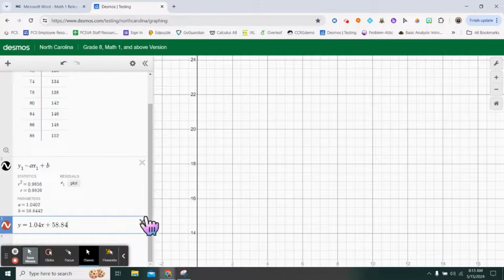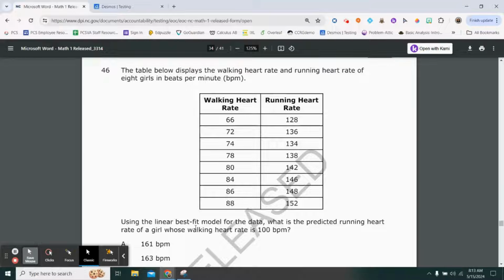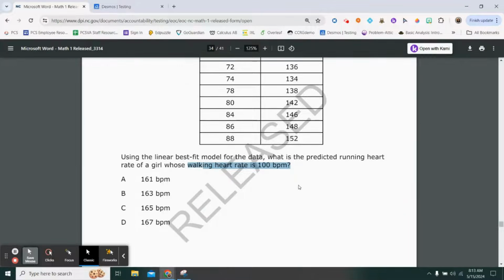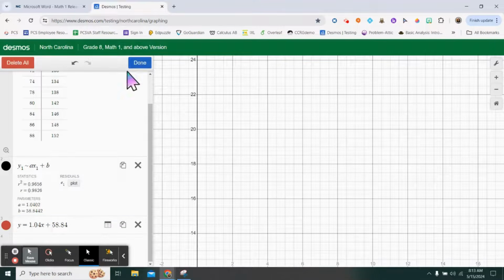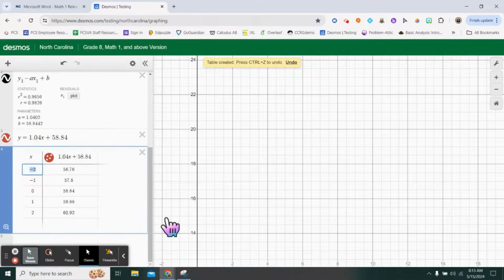Once I'm here, you've got some options. It said to use the line of best fit to predict the running heart rate of a girl whose walking heart rate is 100. So I'm going to look at my table and see if 100 is X or Y. The left side of my table was walking heart rate, so that means it's X. So I need to plug in 100 to my equation. You can hit the settings wheel button in the table and you can type in 100 and it gives me the answer. That's one way I could find the answer.